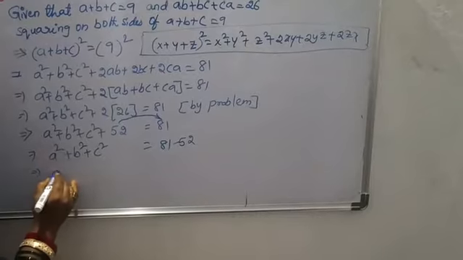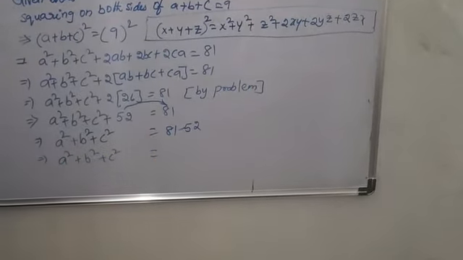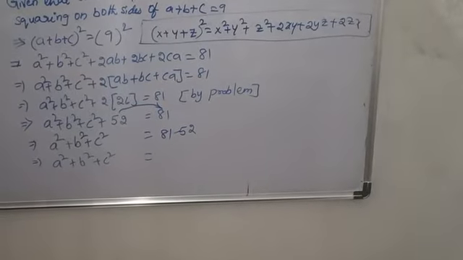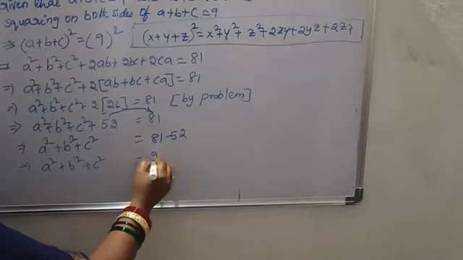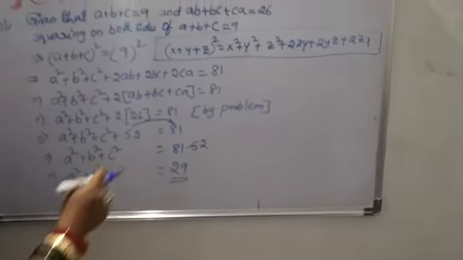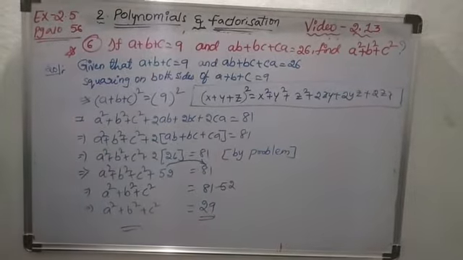That implies a square plus b square plus c square is equal to, what is the value of 81 minus 52? How much? We are getting 29. When you do the subtraction, you will get the value 29. So this is the important point in this exercise.